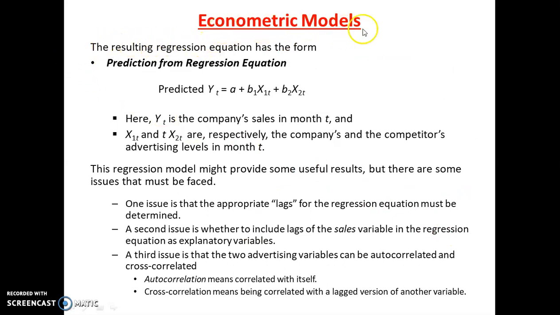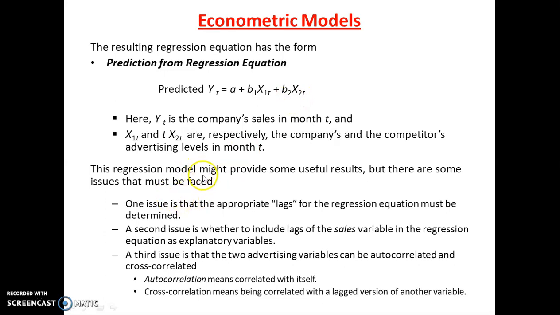In econometric models, the resulting regression equation has the form: predicted y_t equals a plus b1 x1t plus b2 x2t. Here y is the company sales in a month, t is the time, and x1t and x2t are respectively the company's and the competitor's advertising levels in a month.